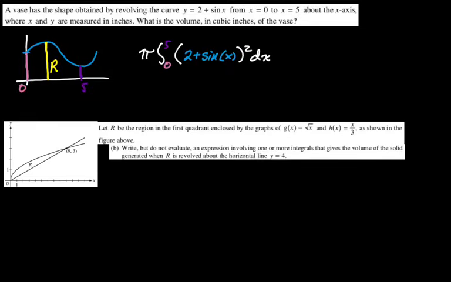So these are our bounds. There's r. So r is just 2 plus sine of x minus 0, but 2 plus sine of x. So we're just going to do pi times the integral from 0 to 5 of the quantity 2 plus sine of x squared, pi r squared. So when you're dealing with volume, tell yourself pi r squared over and over again.